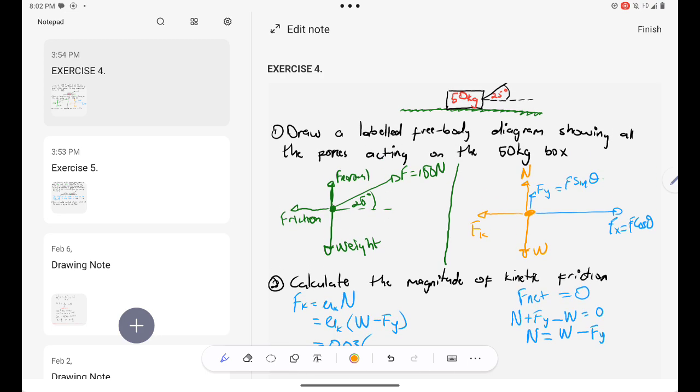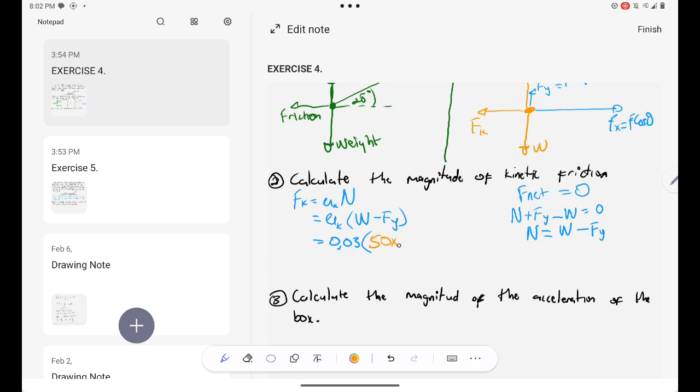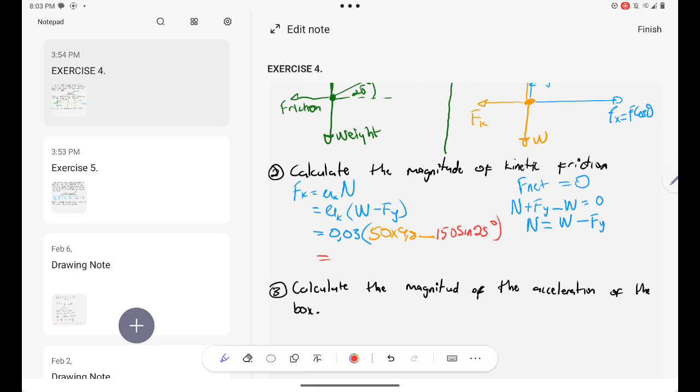For me to calculate weight, I just need the mass of the object. The mass is 50 kg multiplied by 9.8 minus the vertical component, that's 150 sine 20. It's sine 25 rather. Let me fix that. Sine 25. This will give me a frictional force. Now, simply say 0.03 multiplied by 50 times 9.8 minus 150 sine 25 degrees. This will give me 12.80 newtons. So my kinetic friction is just 12.8 newtons now.